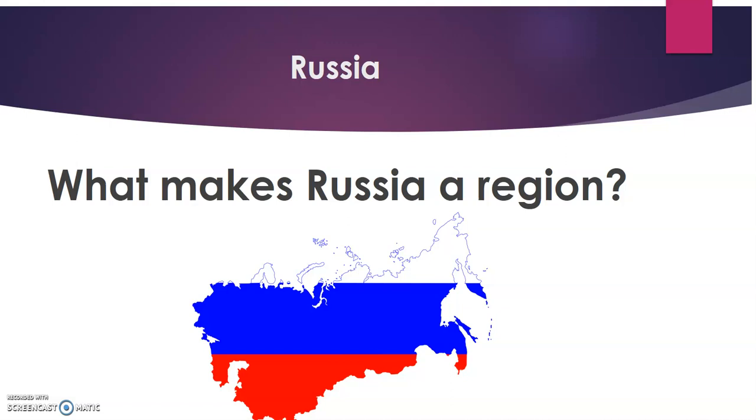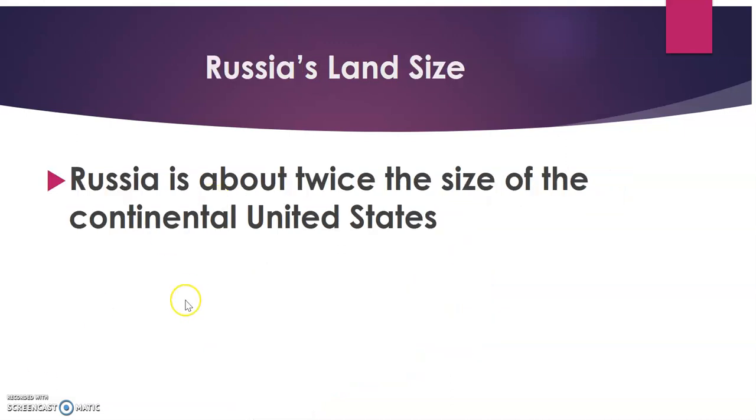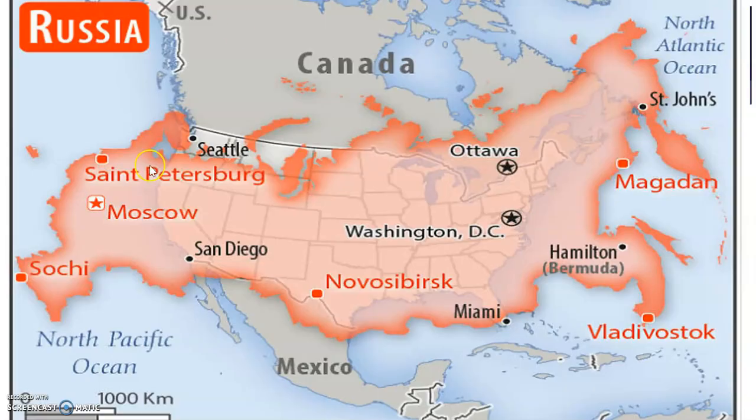Now we're going to talk about what makes Russia a region. Now Russia is about twice the size of the United States. If you guys look at this map, you see here is Russia, east moving west. It is fairly larger than the United States.